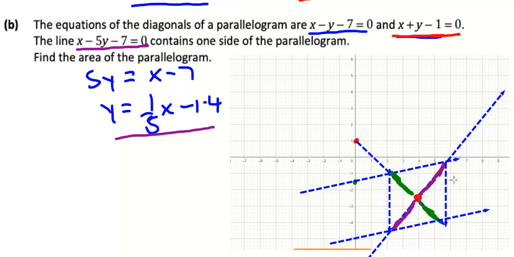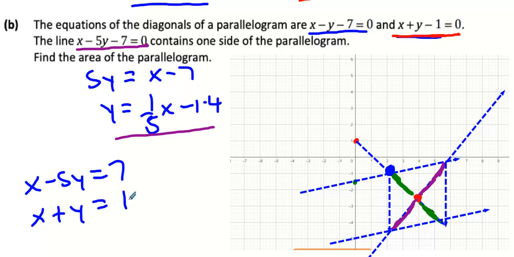Okay, which points can we actually get? I believe we can get this blue point. How can you get that blue point? Simultaneous equation between x minus 5y equals 7 and, it's this one going downwards, isn't it? So that's x plus y equals 1. If I do that simultaneous equation, I will find that blue dot, no hassle.